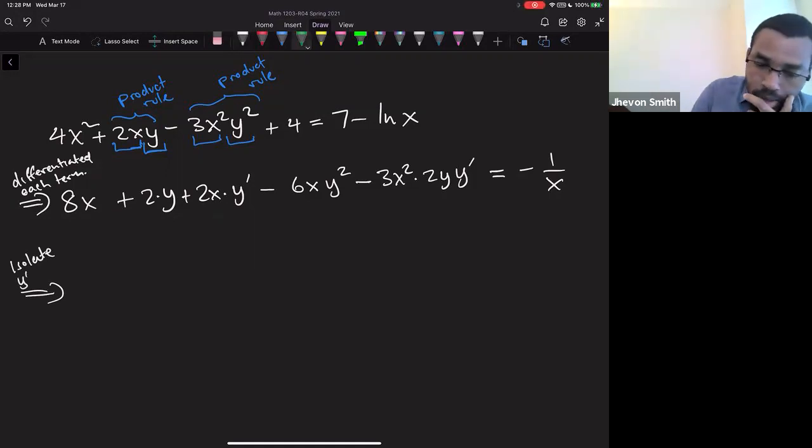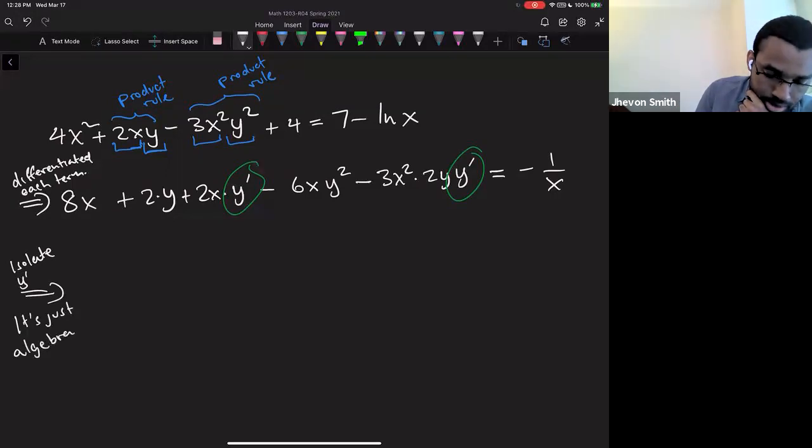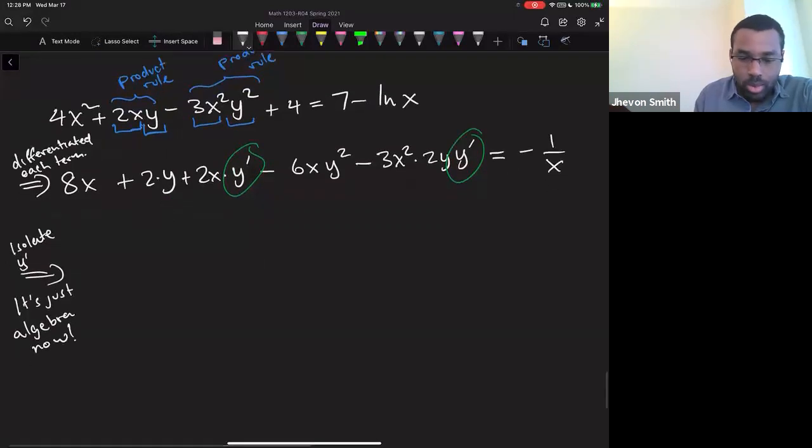So here you'll notice that there's a y prime here, there's a y prime here. I want to isolate those guys. So now you're going to solve it just like an equation. From here on, it's just algebra now. All the calculus is done. From here on out, it's just algebra. I want to isolate this thing in an equation, which means I want to leave all the things with that thing in it on one side of the equation, and then bring everyone else to the other side of the equation, right?